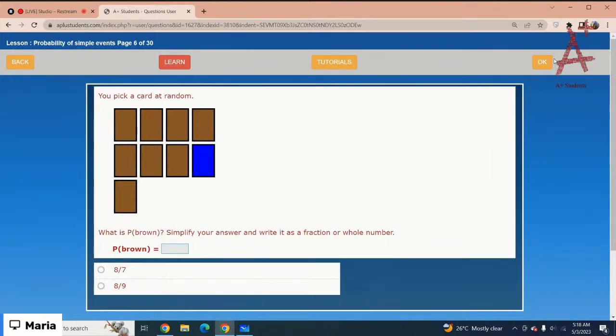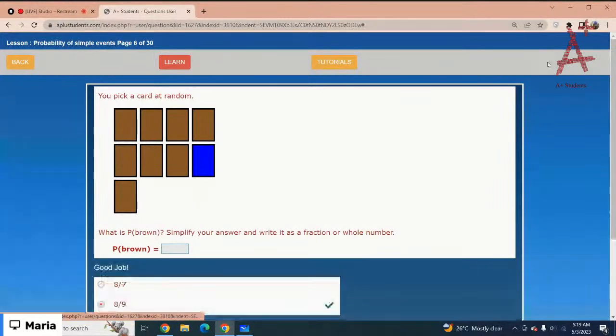Okay, you pick a card at random. What is the probability of getting brown? Which is the correct option? The correct option is 8 out of 9, because the total cards are 9, and out of the 9, 8 of them are brown.